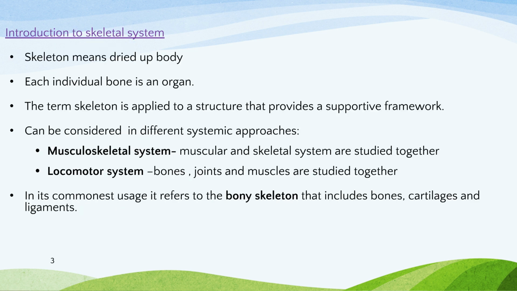The word skeleton literally means dried up body. In anatomy, each individual bone is considered an organ, and the term skeleton is applied to a structure that provides a supportive framework. This framework can be considered in different systemic approaches. First, we have the musculoskeletal system, where the muscular and skeletal systems are studied together. Second, there is the locomotor system, where bones, joints, and muscles are studied together. However, in its commonest usage, the term refers specifically to the bony skeleton that includes bones, cartilages, and ligaments.